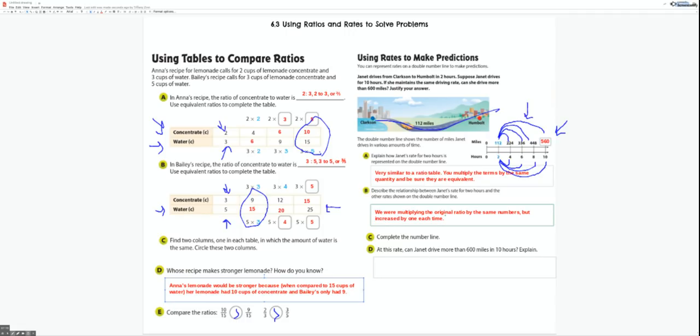At this rate, can Janet drive more than 600 miles in 10 hours? Well, look, that's what we had to solve. So in 10 hours, right here, there's so many arrows on this page. In 10 hours, she had only traveled 560 miles. So the answer to that question would be no. And then it says explain, so I would just say she can only travel 560 miles in 10 hours.